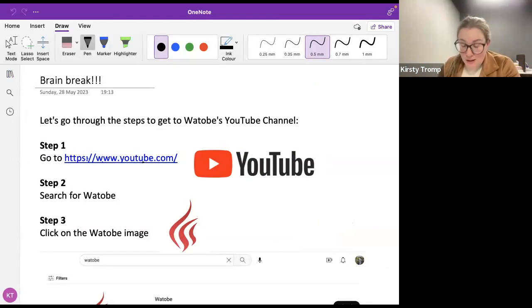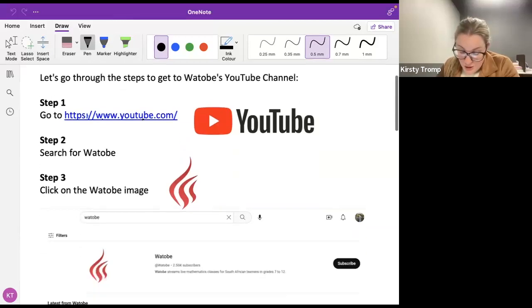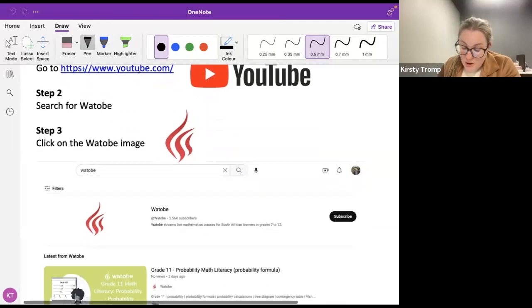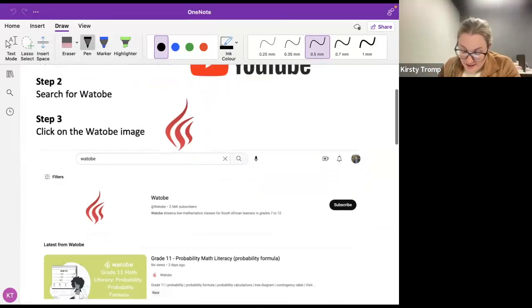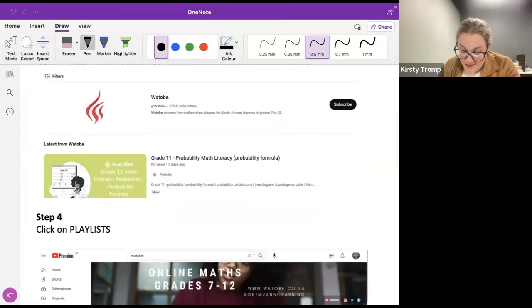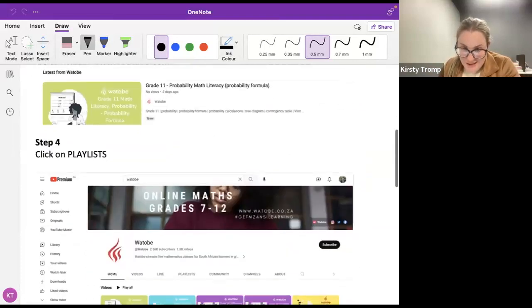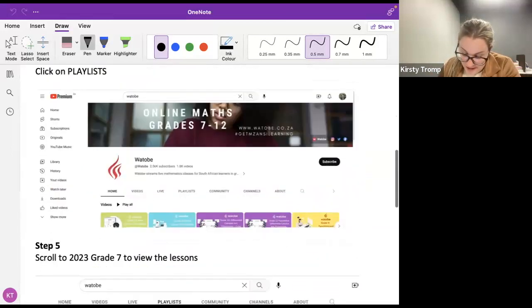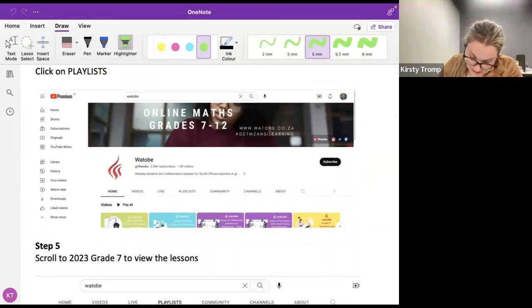How do you find the videos? Either you can go to Watobe's website and find the videos there, or you can go to YouTube. If you go to YouTube and search for Watobe, you will find a Watobe image that looks like a little fire, and you click on that. Once you get there, you click on playlists.